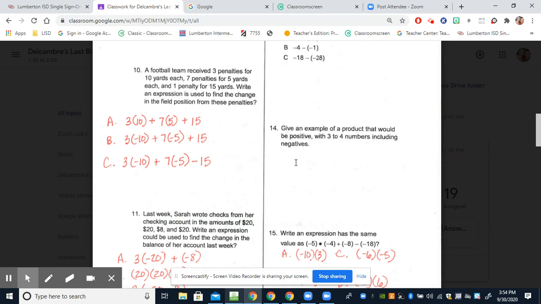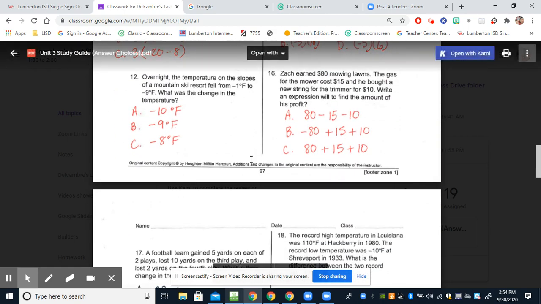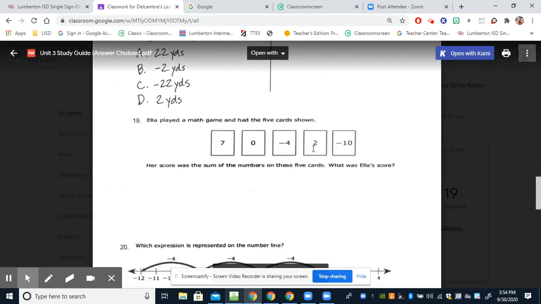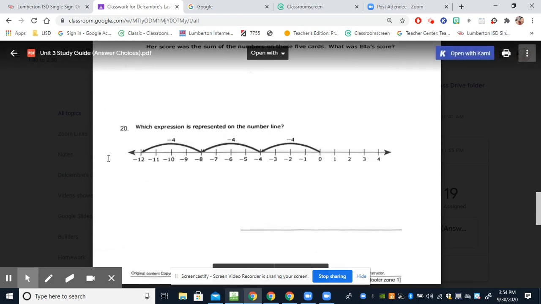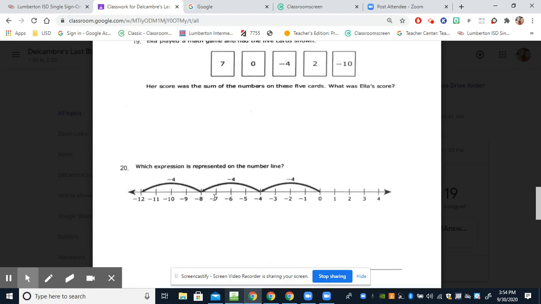Number 14, you just give yourself an example of a product that would be positive with 3 or more numbers, including negatives. And then do you see that they're giving you examples here and here? And you have 2 here that aren't going to give you examples, but number 20 should look familiar because we did that in our journal. So go back into your journal and look that up. We did that the other day. I believe we did that on Monday, if I'm not mistaken. Go back and look up Monday's.